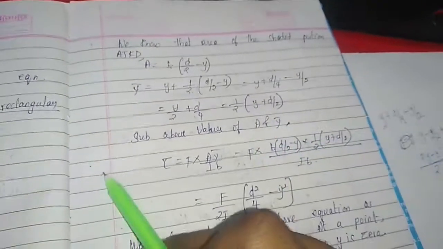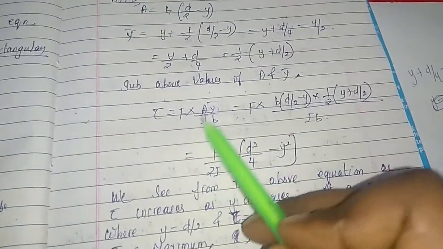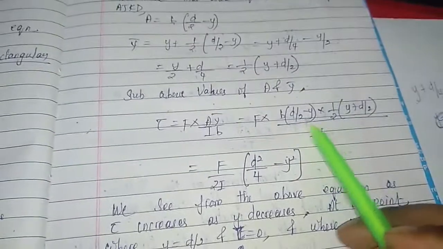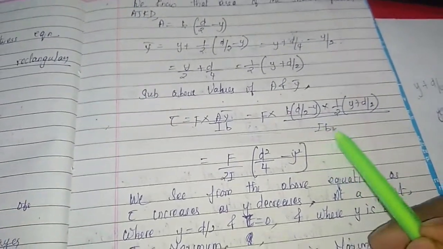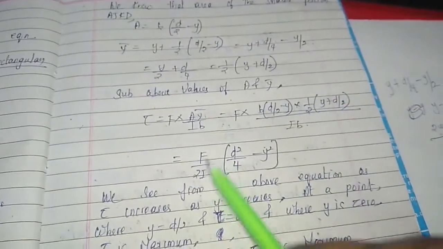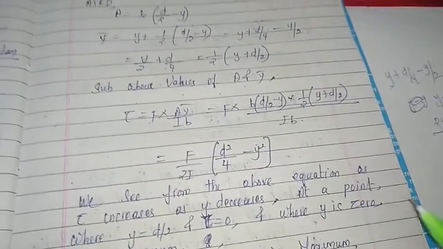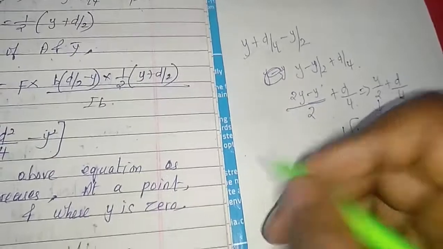Next, substitute the above values of A and Y bar in this equation. Now you have found the area and Y bar. So substitute in F equals A Y bar by I B. F, keep it as it is. The area is B into D by 2 minus Y, and Y bar is half into Y plus D by 2, divided by I B. If you derive this equation, you will get F by 2I into D squared by 4 minus Y squared. Shall we derive that equation?